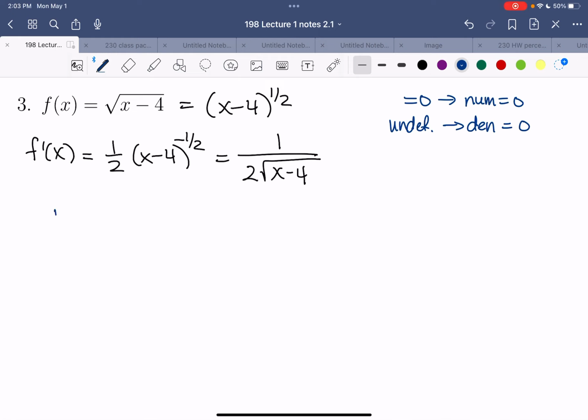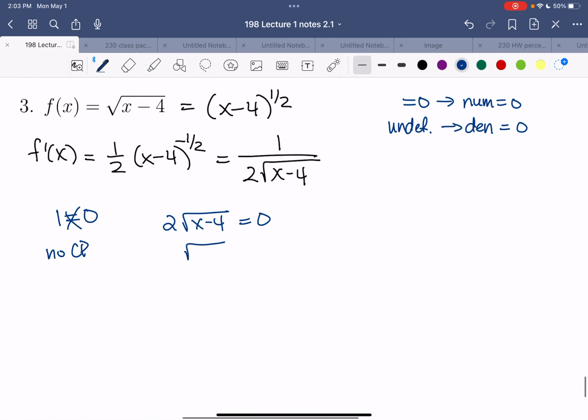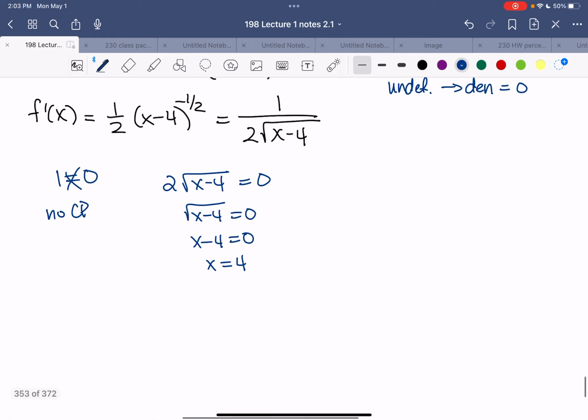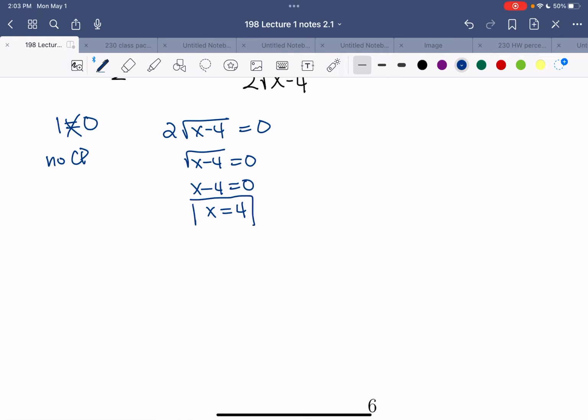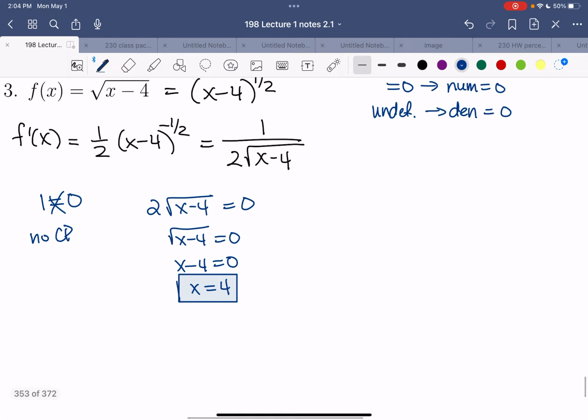So in this case, I'm trying to set the numerator, 1, equal to 0. That doesn't work, so there are no critical points from setting it equal to 0. And then we take the 2 times the square root of x minus 4 and set that equal to 0. I can divide both sides by 2 to get the square root of x minus 4, and I can square both sides to get x minus 4 equals 0. Then add the 4 over, so I get x equals 4. Okay, so that's my critical point.